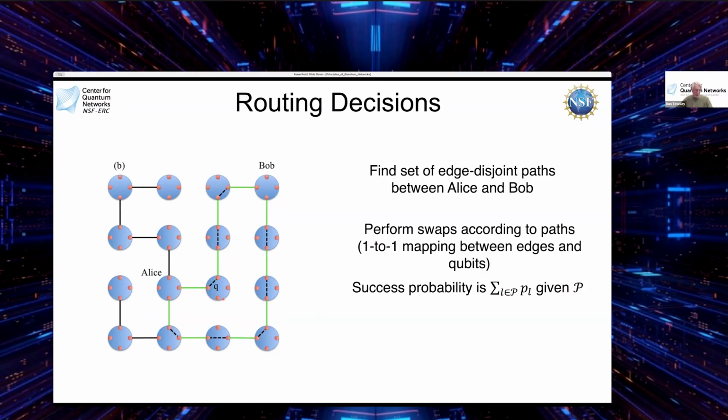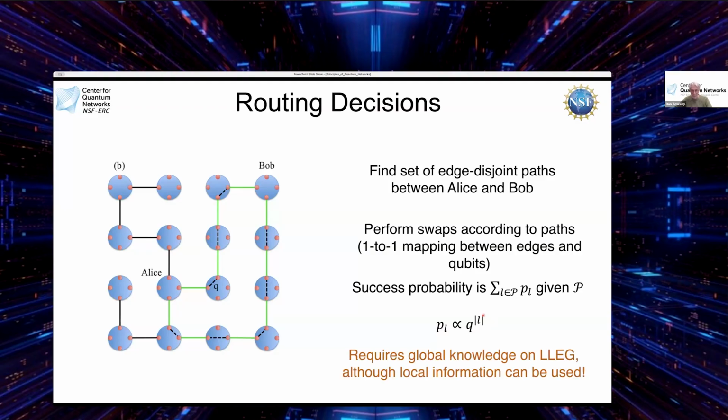And so the success probability for each of these paths in terms of the link level entanglement is just going to be the probabilities of success across each of the links. And for, let's say, path L, it's going to be proportional to the probability that you successfully swap at all of the nodes on that path. So the P sub L will be proportional to Q to the power of the number of links on that path. Okay, in order to do that, you require global knowledge. Okay, and you require it immediately in order to do it.